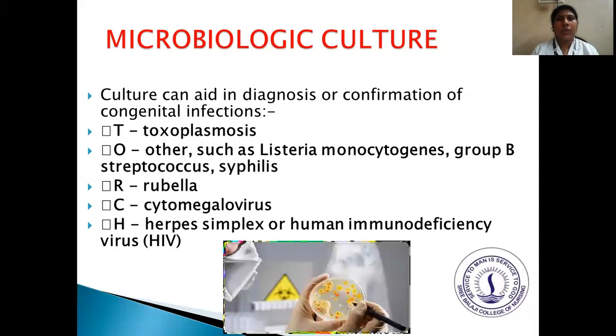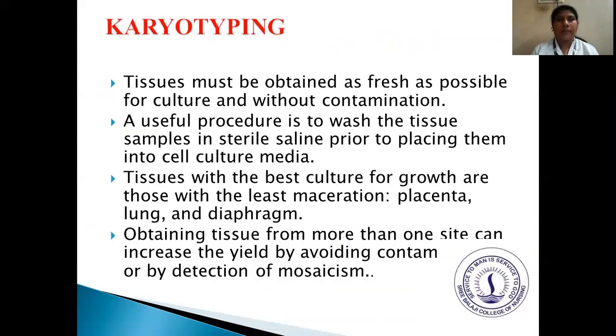Okay. So microbiological culture should be performed to identify these types of congenital infections, that means toxoplasmosis, then group B streptococcus, syphilis, then rubella, cytomegalovirus, then herpes simplex or human immunodeficiency virus, which should be assessed through the microbiology culture.